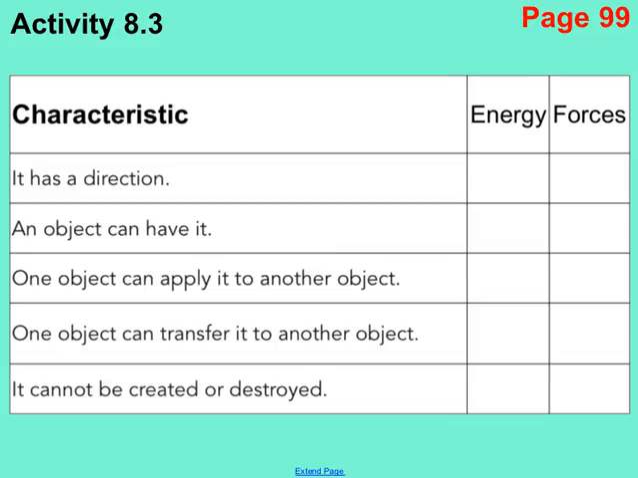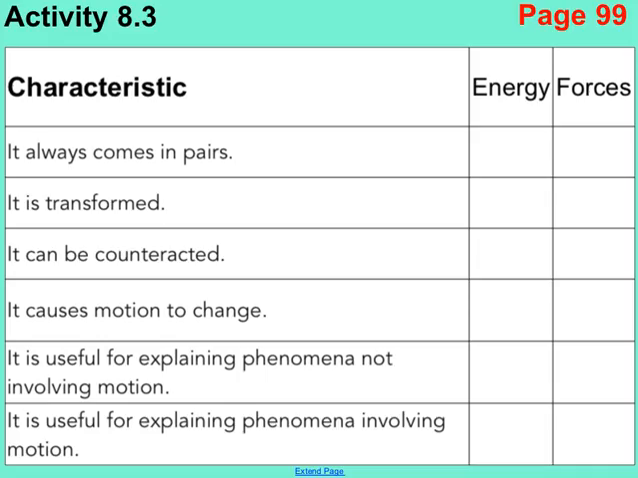It can be created or it can be destroyed. It always comes in pairs. It is transformed. It can be counteracted. It causes motion to change. It is useful for explaining phenomena not involving motion. And it's useful for explaining phenomena involving motion.